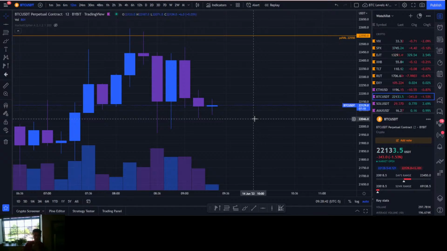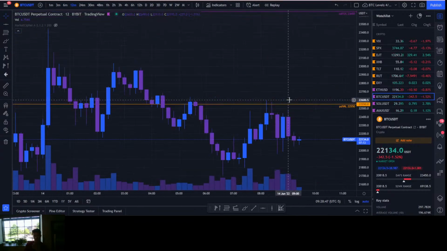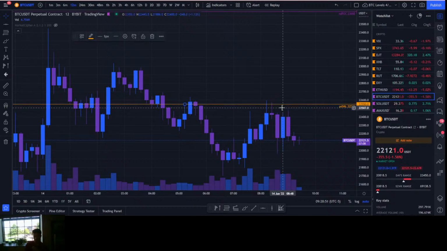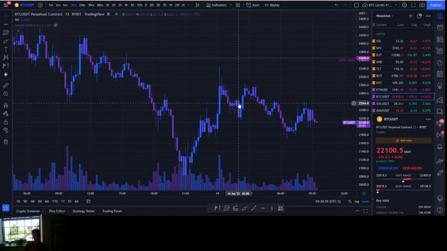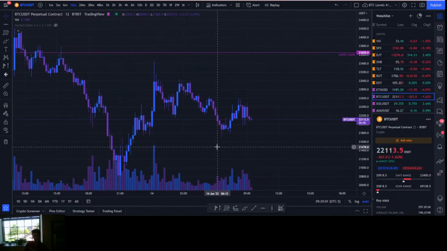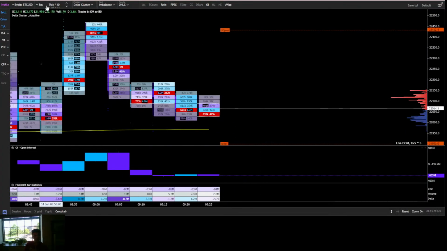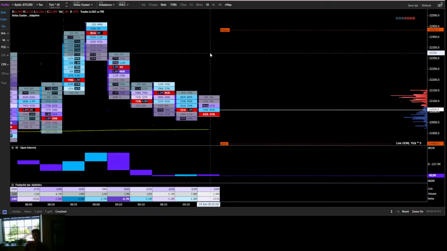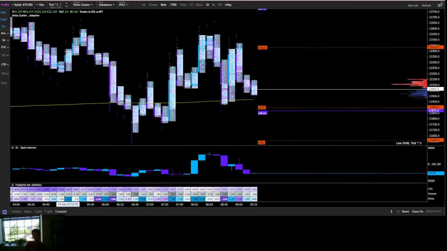23,600 is a big naked daily point of control. So yeah, that is something I am looking to take a short. There's a lot of volume behind that daily candle. You can see I really use the 10-minute as the tick size is all messed up.